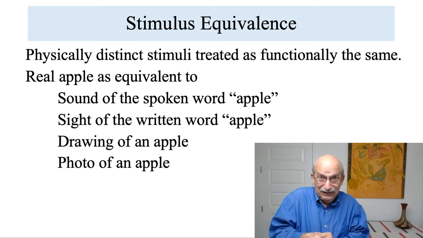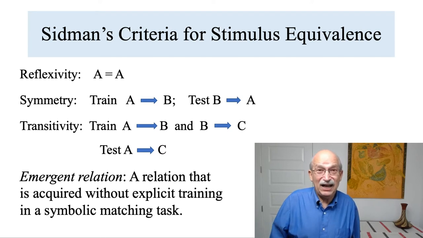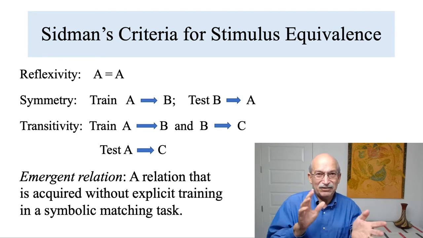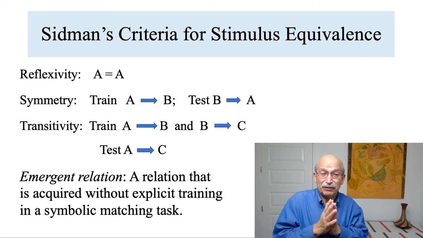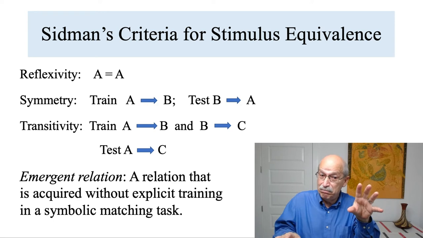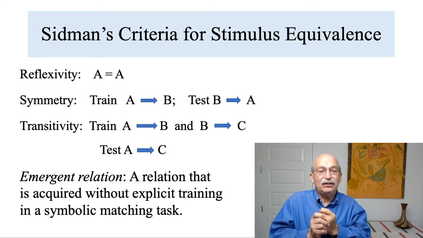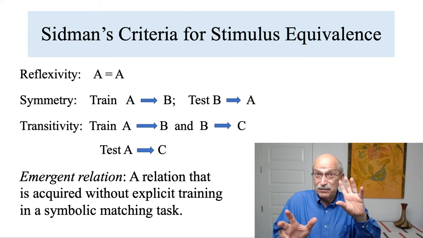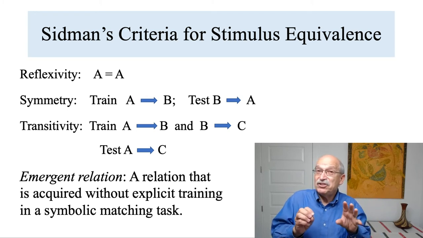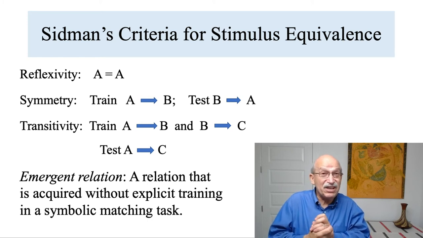Now, the next slide shows you three criteria for the establishment of stimulus equivalence that Murray Sidman identified, and these are mathematical characteristics of equivalence. We don't have to go into the reasons why, but imagine training a symbolic matching task in which stimulus A is the sample stimulus and the correct choice is stimulus B. If you train A is related to B as the correct choice, that results in some equivalence between A and B, such that if you now present A as a sample stimulus and present A as one of the choice alternatives, the subject will pick A. And that's the property of reflexivity.